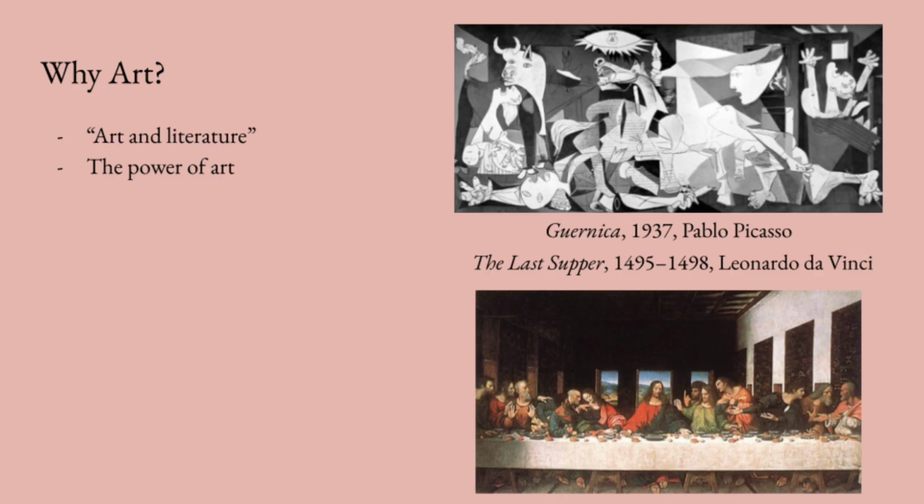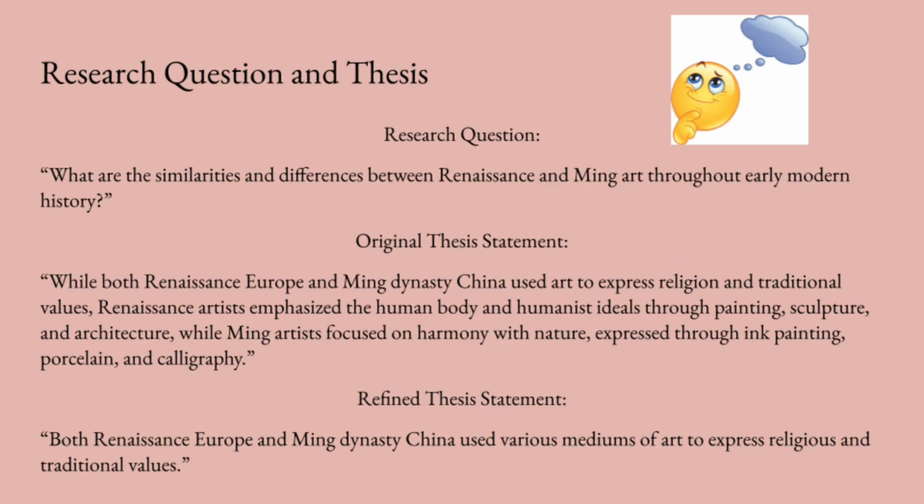However, if we focus specifically on early modern history, there have been two time periods where art has played an especially important role: the Renaissance period in Europe and the Ming Dynasty in China. So from this, a research question begins to arise. What are the similarities and differences between Renaissance and Ming art throughout early modern history?